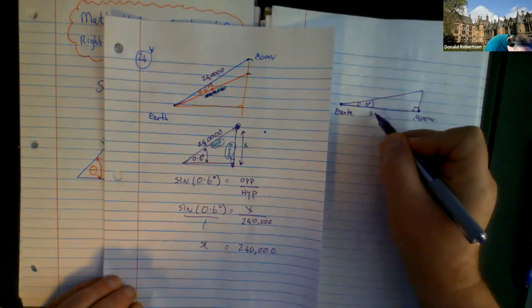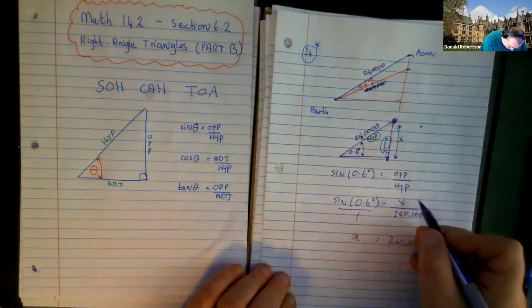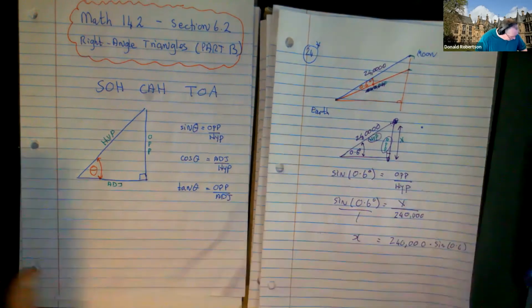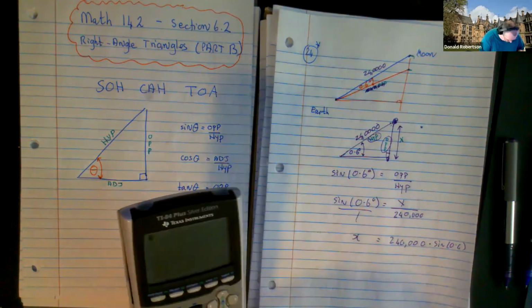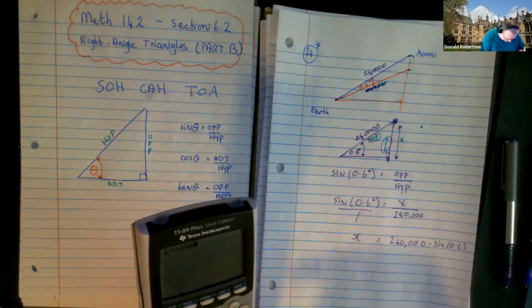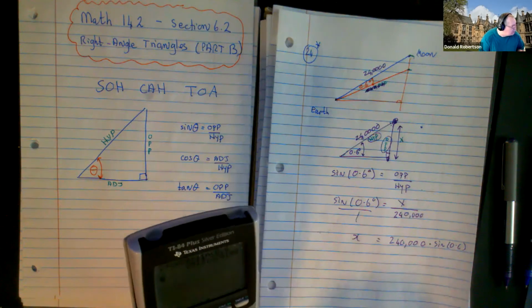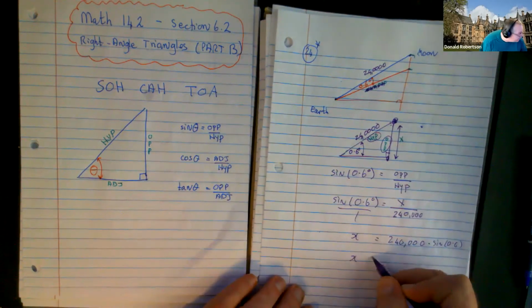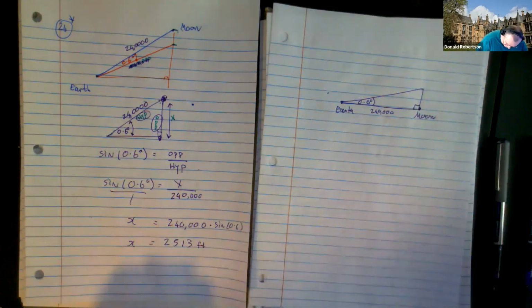I get a feeling that's going to be a better answer, but let's find out. X is going to be this guy times the sine of 0.6. Let's see if that is the correct answer, which should be 2,500 miles. Oh, guess what? This one is right. So what's wrong with that one? Because that one looks like it could be right. Okay, let's try this one.